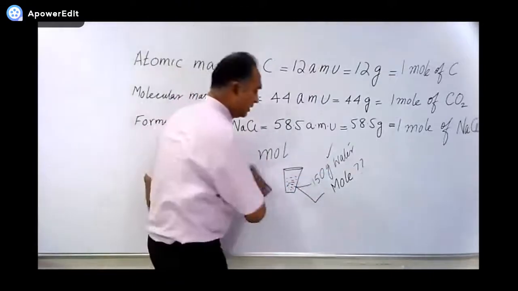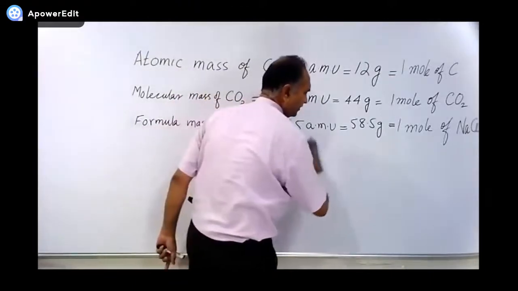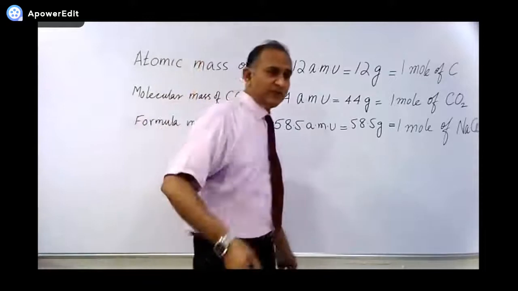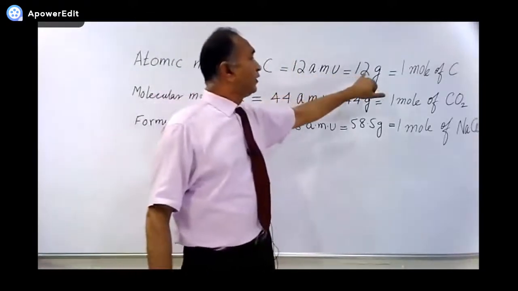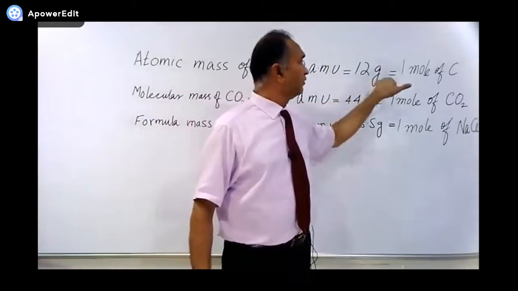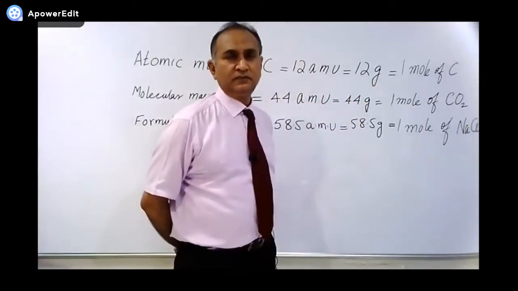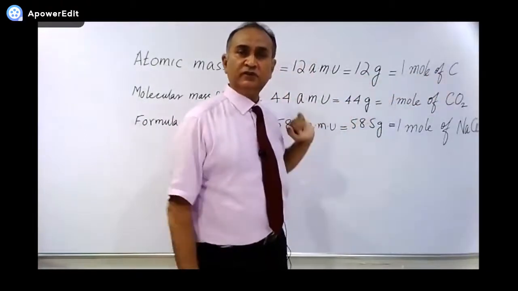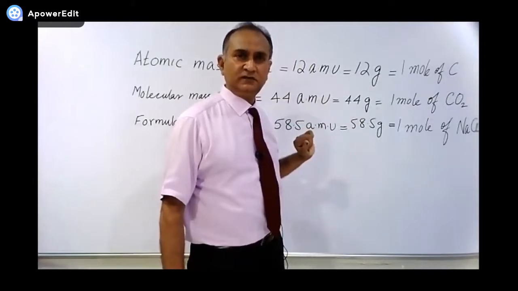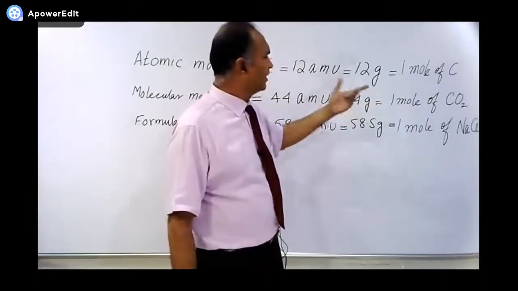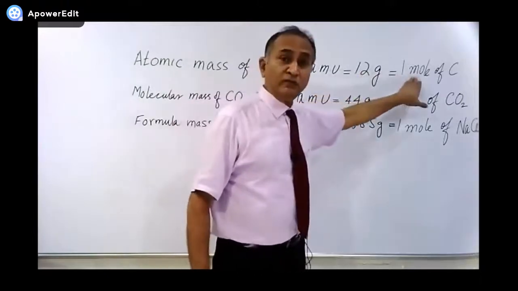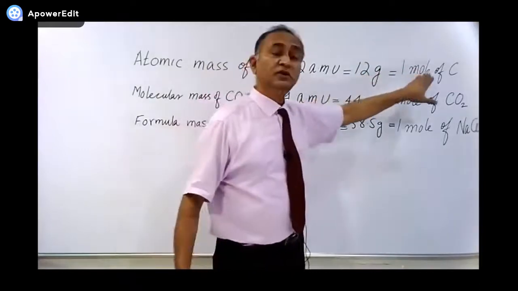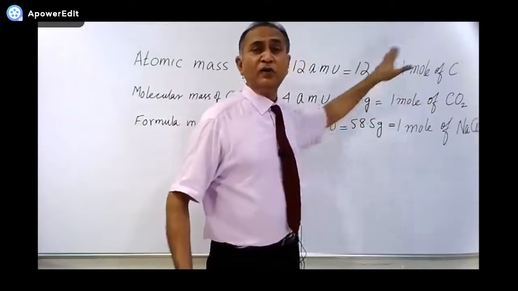Now, a few common sense applications. Asking you, 12 gram means 1 mole of carbon. If I say 2 moles of carbon, then how many grams? 24 grams. Right? Or I say in a reverse way, 12 gram makes 1 mole. Then 24 gram of carbon will make how many moles? 2 moles. 36 gram will make how many moles? 3 moles.